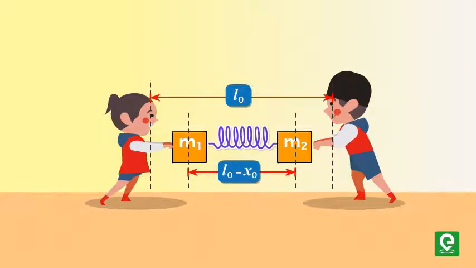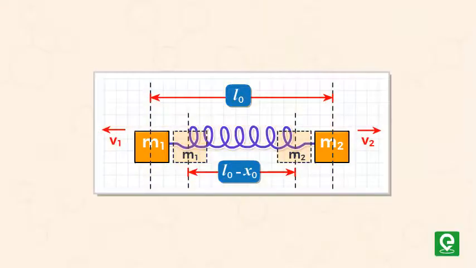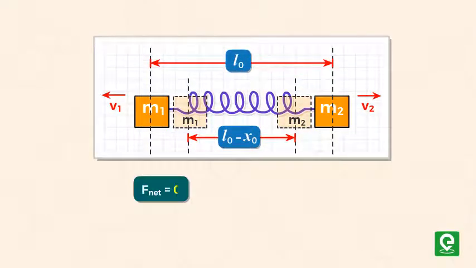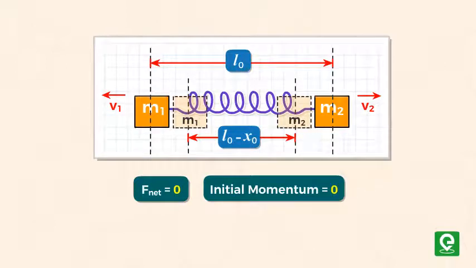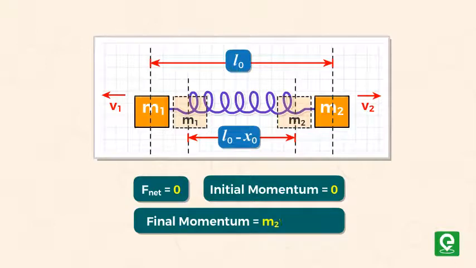When the system is released, the blocks acquire velocities in opposite directions. Let us assume that the velocities of blocks M1 and M2 are V1 and V2 respectively at the natural length of the spring. Since there is no external force acting on this system in the horizontal direction, the linear momentum of the system is conserved. Initial momentum is zero because both the blocks are at rest, and final momentum is equal to M2 V2 minus M1 V1. Here, the negative sign signifies that both the blocks are moving in opposite directions.